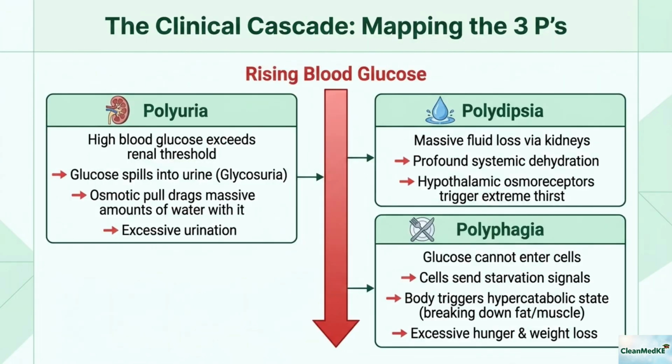As blood glucose rises, it triggers the clinical cascade of the 3 Ps. First, polyuria. Glucose spills into the urine, acting as an osmotic sponge that drags water with it, causing excessive urination. This fluid loss causes profound dehydration, triggering hypothalamic receptors to cause extreme thirst, or polydipsia. Finally, because cells are starving, they trigger a hypercatabolic state, causing intense hunger, or polyphagia, and weight loss.